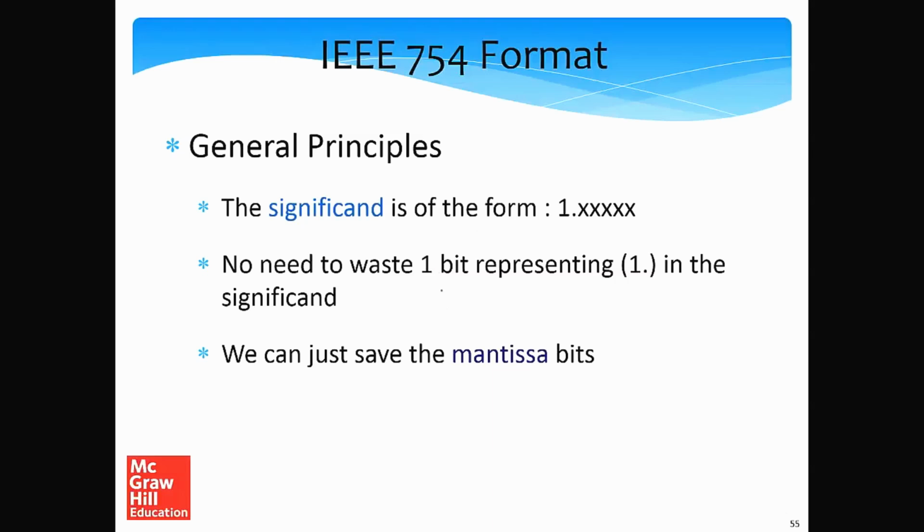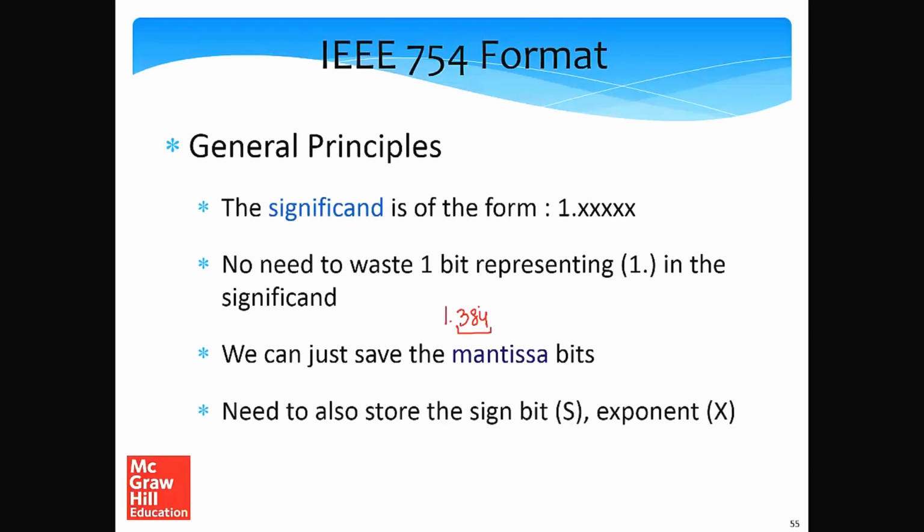For example, if a number is 1.384, we just need to save 384, right? We need a binary representation for 384. We can automatically assume that 1 is in there. We also need to store the sign bit s and the exponent x.